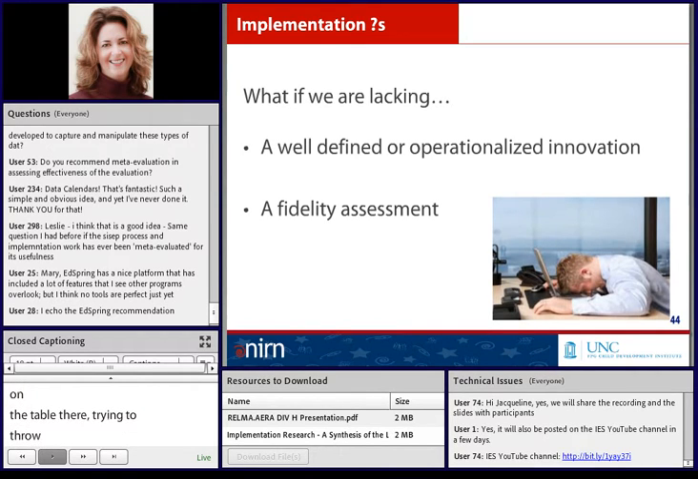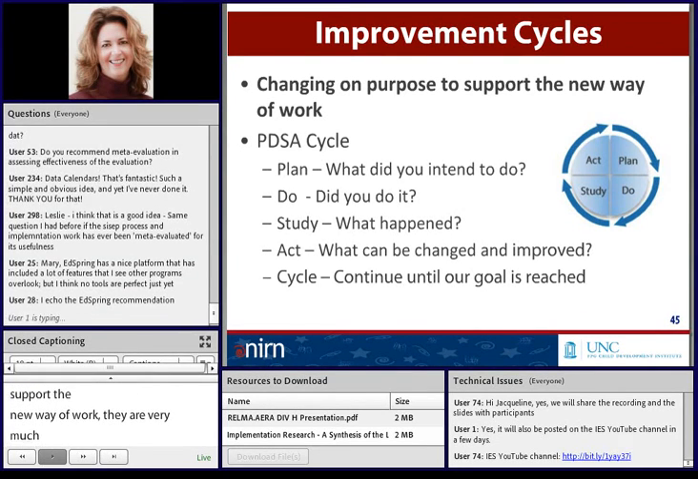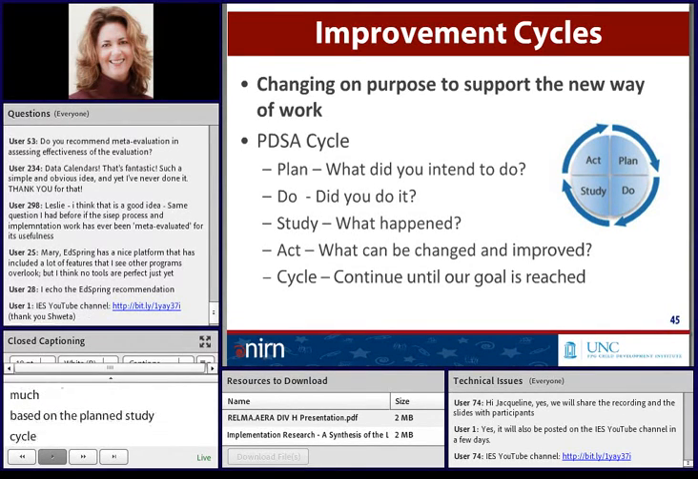We can answer these questions through the use of our improvement cycles framework. And let's talk about that one a little bit more, because improvement cycles helps us get started and get better and inform our work in an ongoing way. So improvement cycles is changing on purpose, to support the new way of work. They're very much based on Deming's work of the Plan, Do, Study, Act cycle, and those 5 steps of coming up with a plan of what we intend to do, doing it, studying what happened, and then identifying what can be changed or improved upon, and then cycling again.